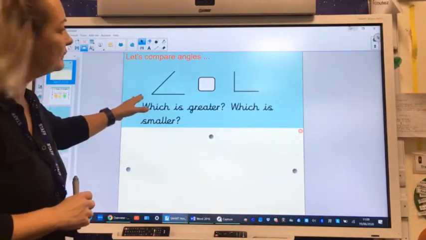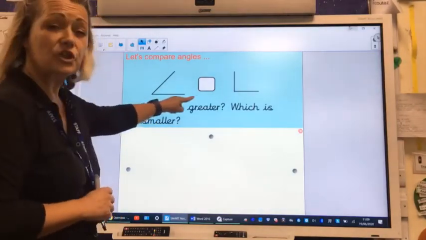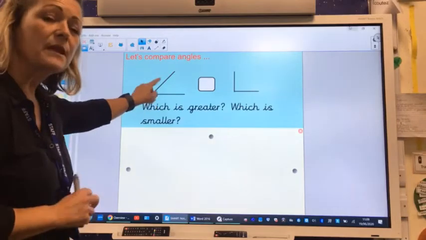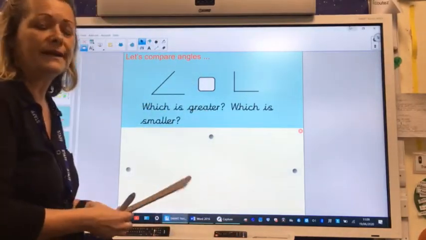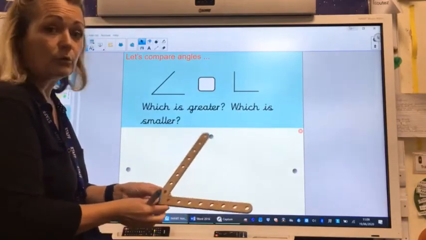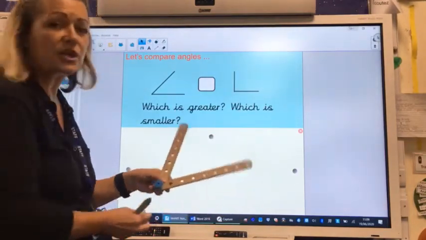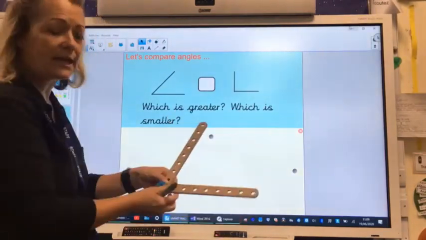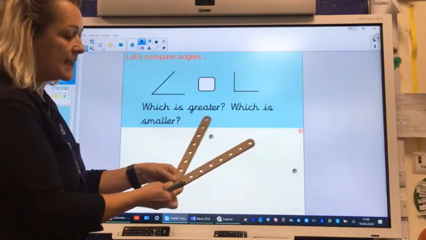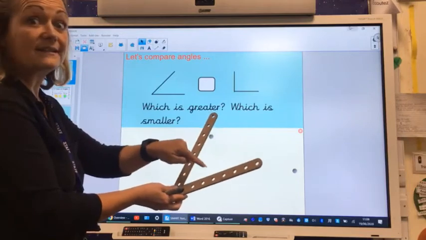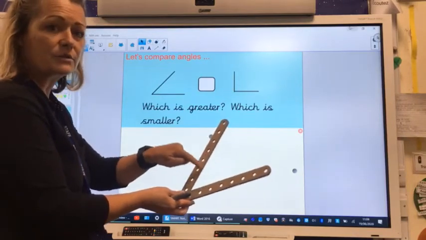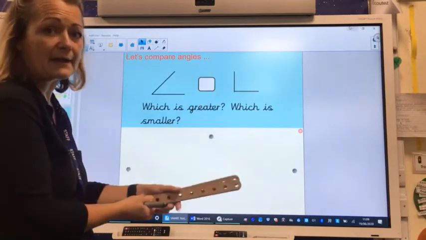I've got two angles here. I've got an angle being shown by these two lines. Remember that an angle is the distance between two lines that join or meet. So if you look at my shape here, I've got a line here and a line here. They are joined at the end, and it's the distance between these lines inside of the line that we're talking about when we are talking about angles.